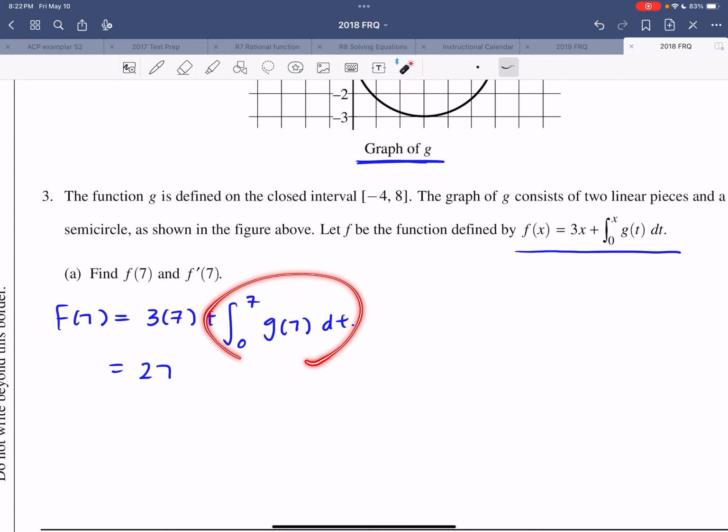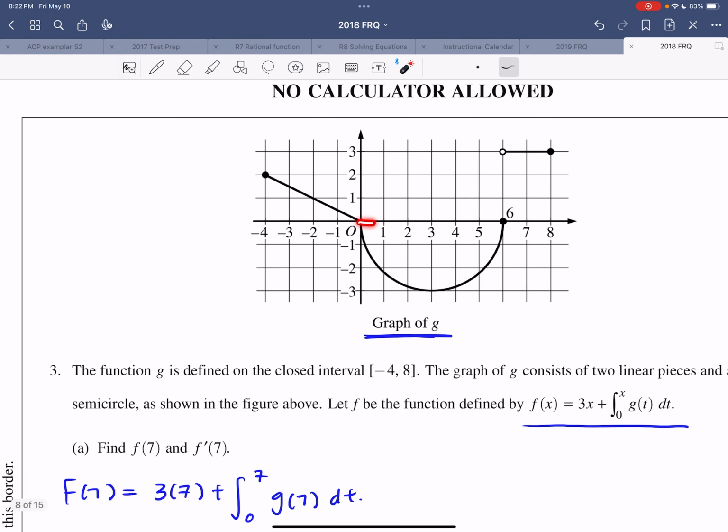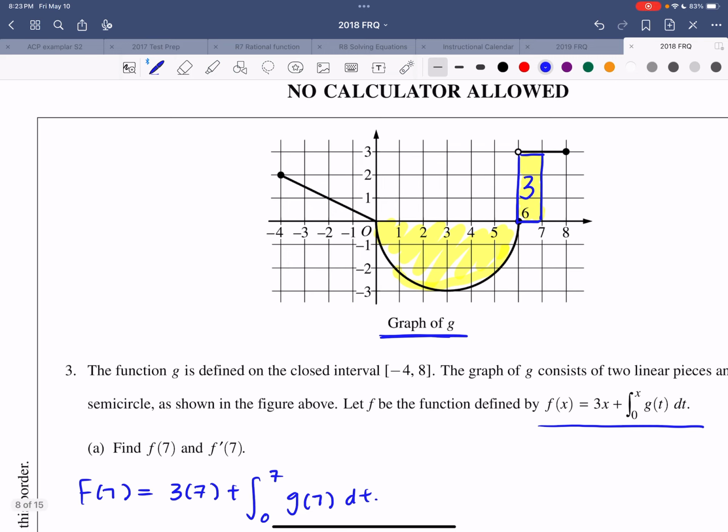This integral is basically the area under the curve, from 0 to 7. So it's all the area from here to here, until 7. So you're trying to find the area here. Let's do this one. From here to here is 1, and here to here is 3, so 1 times 3 is equal to 3. So the area of this rectangle is equal to 3. Now the radius is what? 1, 2, 3.